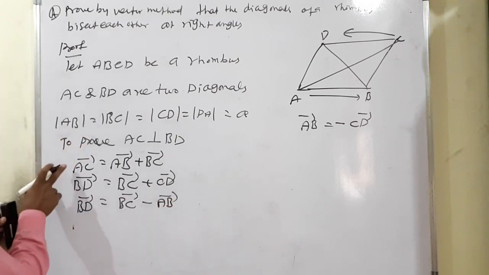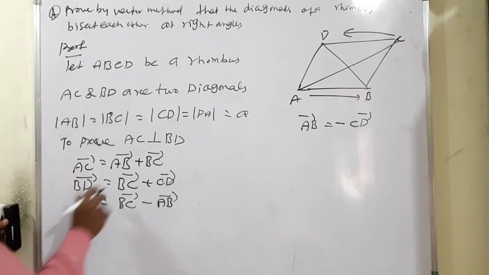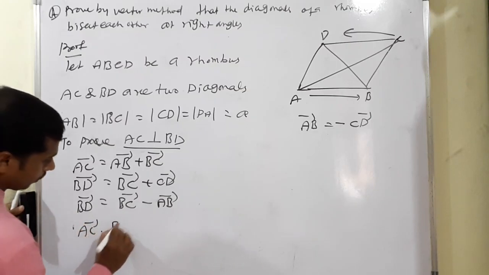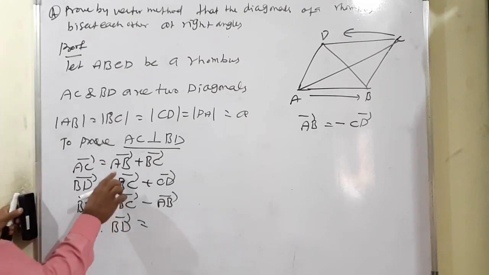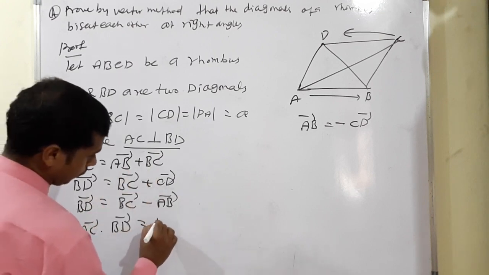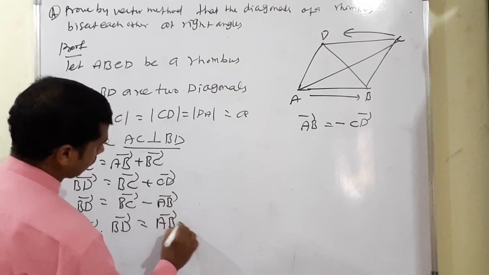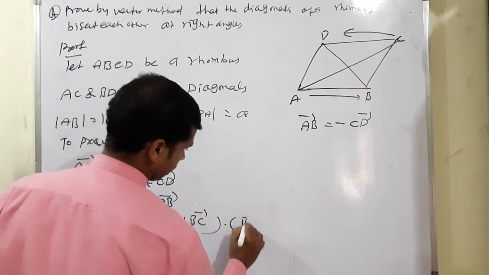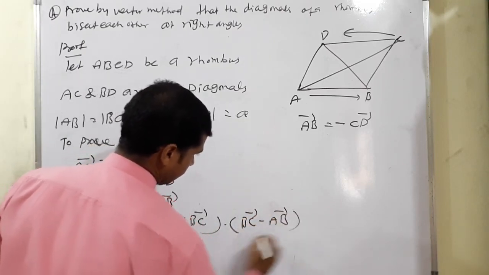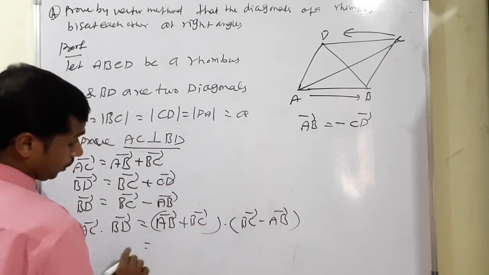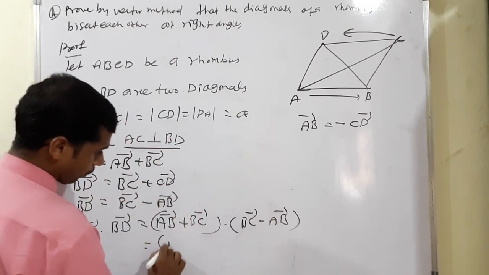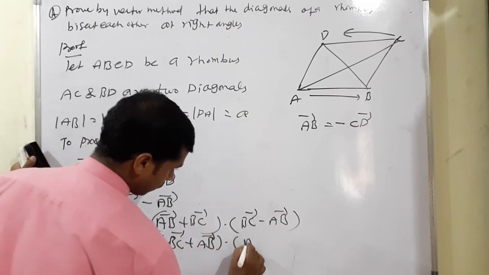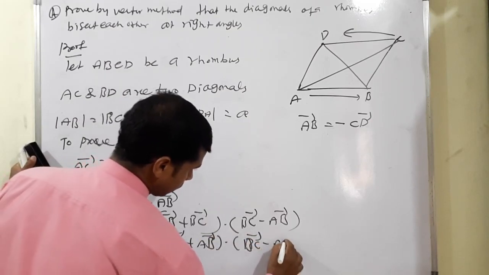Now the condition: AC vector dot BD vector, because we have to prove AC perpendicular to BD. Therefore, AC vector dot BD vector is equal to, what is the meaning of AC vector? AB vector plus BC vector. So we can write AB vector plus BC vector, then dot BC vector minus AB vector. Just interchange, because both first terms are positive. Therefore, BC vector plus AB vector dot BC vector minus AB vector.